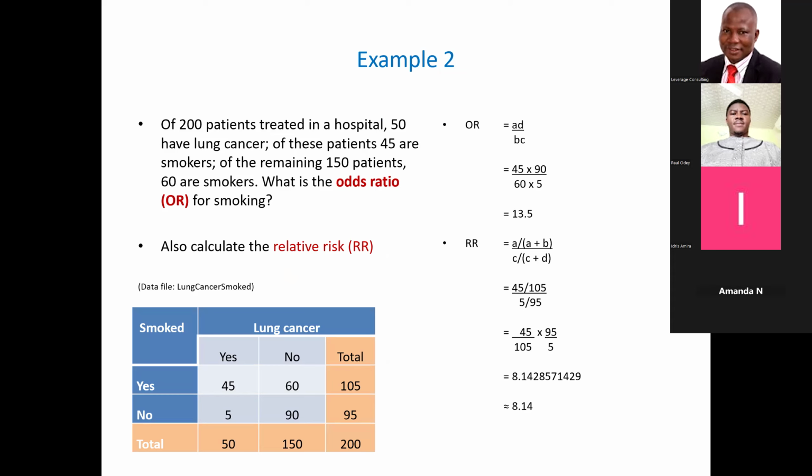Look at this example. Of 200 patients treated in the hospital, 50 have lung cancer. Of these patients, 45 are smokers. Of the remaining 150 patients, 60 are smokers. What is the odds ratio? Look at it by this sentence. Of 200 patients treated in a hospital, 50 have lung cancer. Of these patients, 45 are smokers. Of the remaining 150 patients, 60 are not smokers.